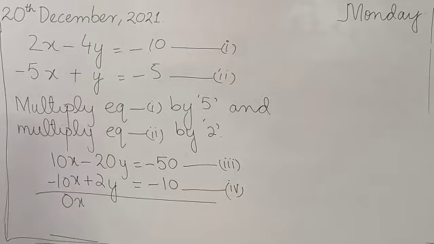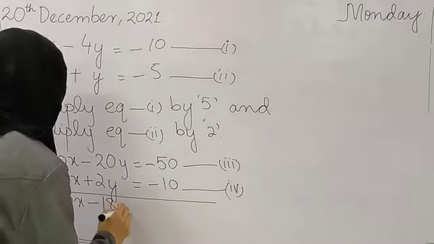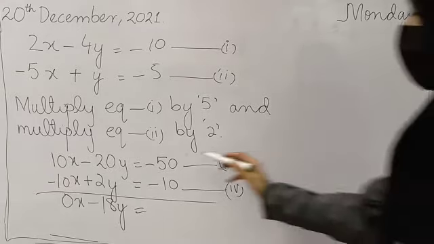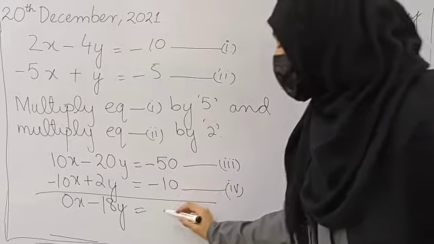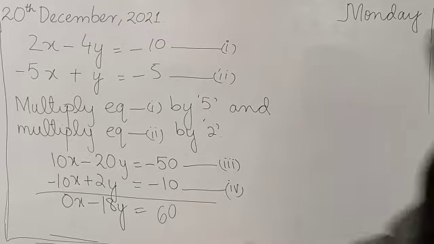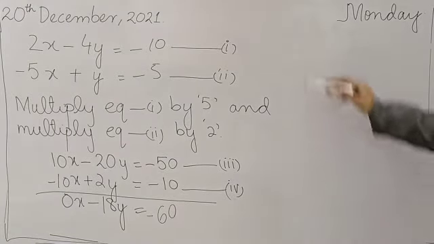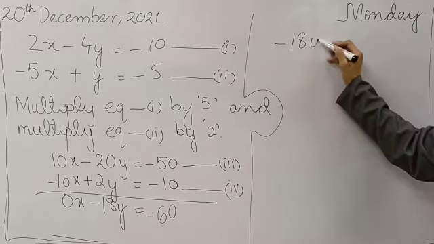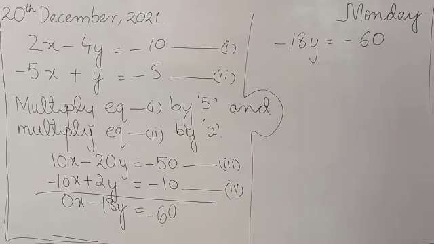Plus minus, we will subtract 20 and 2. 20 minus 2 is 18. And what will be the sign of 18? Negative. Why? Good, because 20 is the greater number. Here minus 50 minus 10 is minus 60. And what will be the sign of 60? Negative. Again for the same reason. Now we have minus 18y is equal to minus 60.